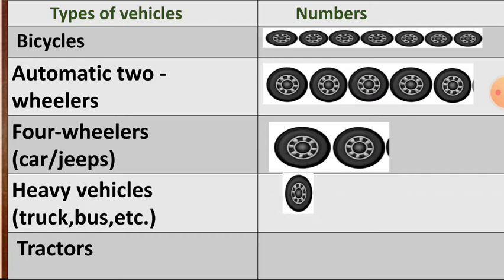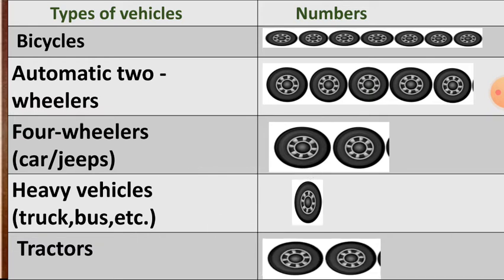Now heavy vehicles, how many were there? Only 12. So we have taken 12 as the smaller number. So here we will draw only 1 because one picture is equal to 12 wheels. So 12 ones are 12. So here we draw 1 wheel. Next tractors. How many tractors were there? 24. So in the 12 table 24 comes at 2 times. So here we will draw 2 wheels.